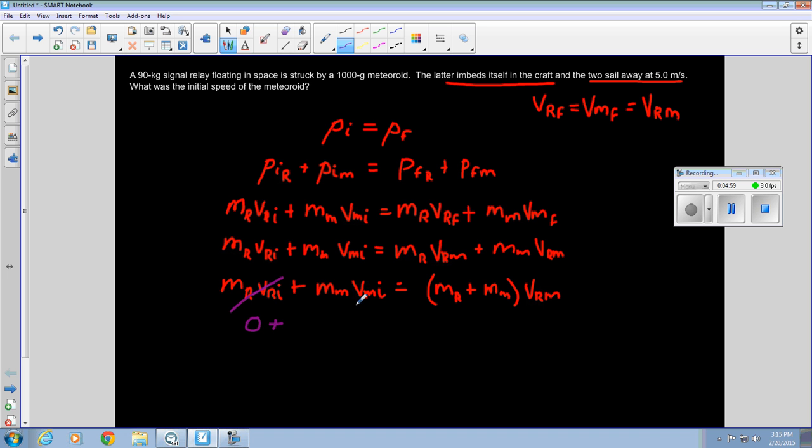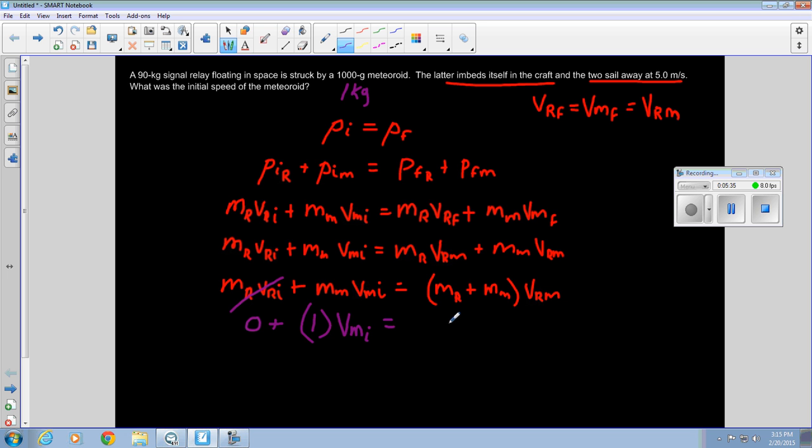We have 0 plus, plug in the mass of the meteoroid. That's 1,000 grams, which is 1 kilogram. So think about the 1 kilogram masses that we use in class, and you'll get an idea of what the size of that meteoroid is. And we want to find out what the initial speed of that meteoroid is. So that initial is what we're solving for.